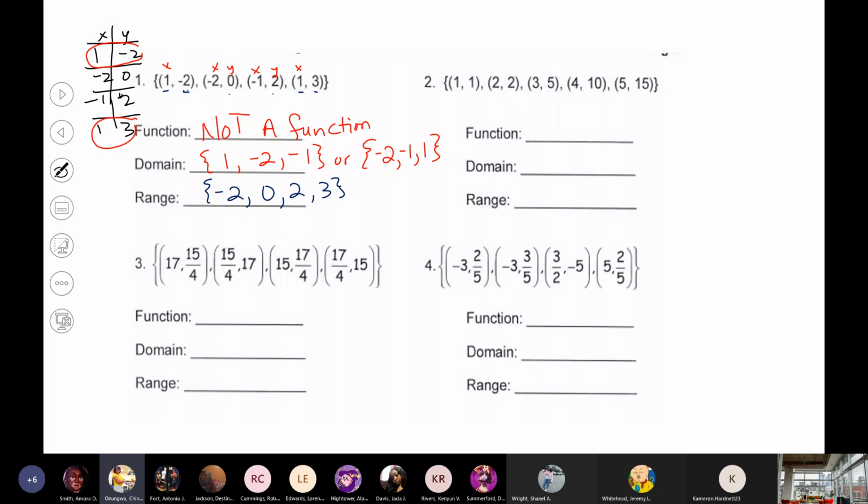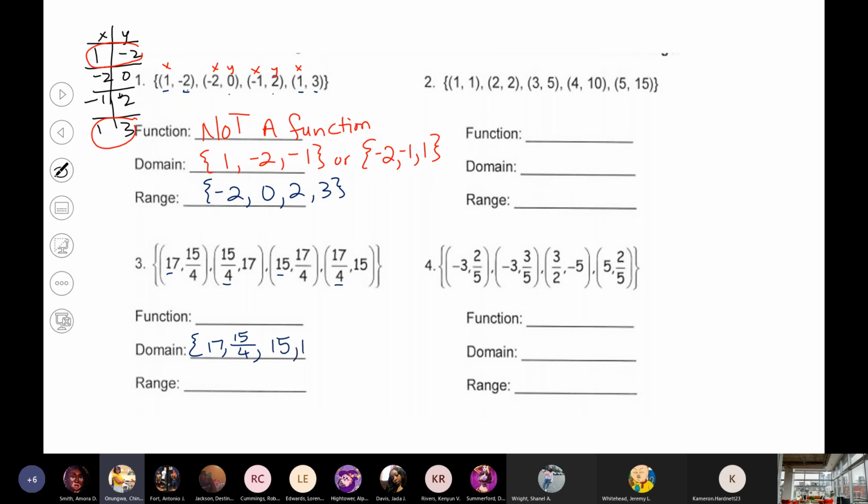Okay. And then I'm going to do number 1 and number 3, and then I will have you guys do number 2 and 4, okay? So number 3, again, my domain is just my set of x coordinates. It's just my x. So my first thing, 17, 15 over 4, 15, 17 over 4. Doesn't really matter how you write it in your set. In math you always want to put things in order from least to greatest, or in alphabetical order, so that you can clearly see stuff.